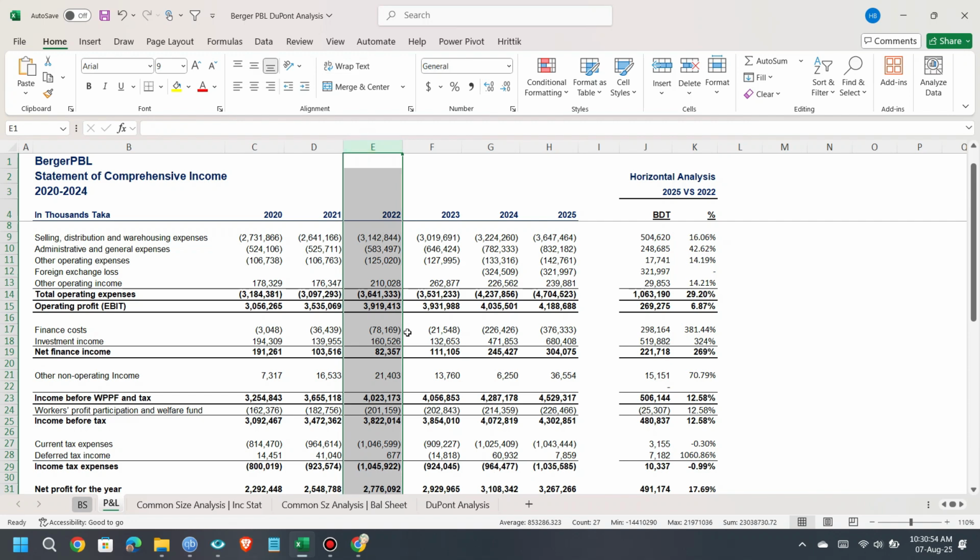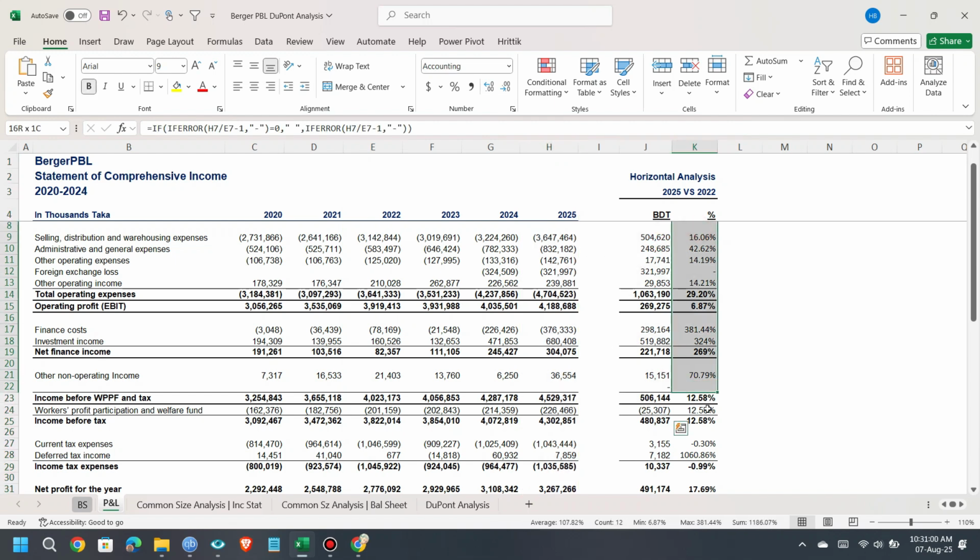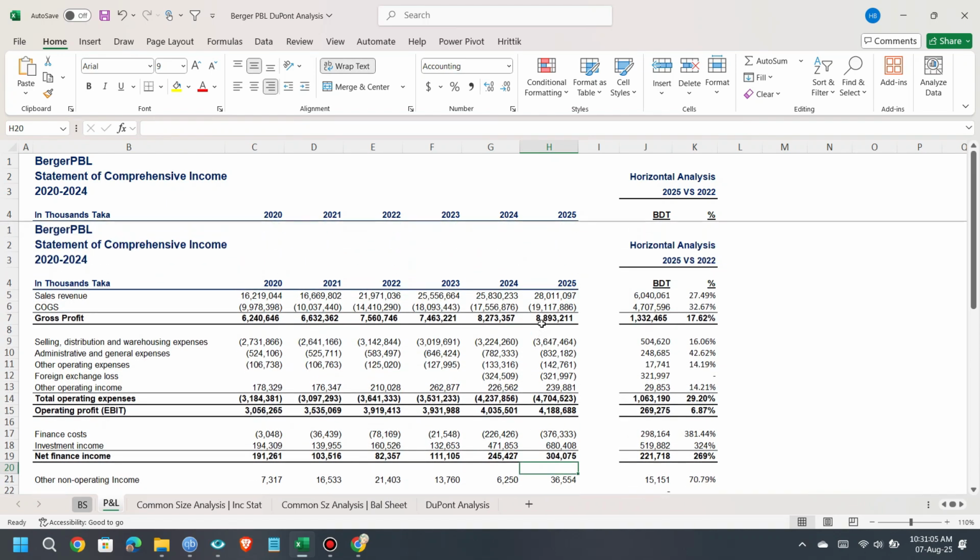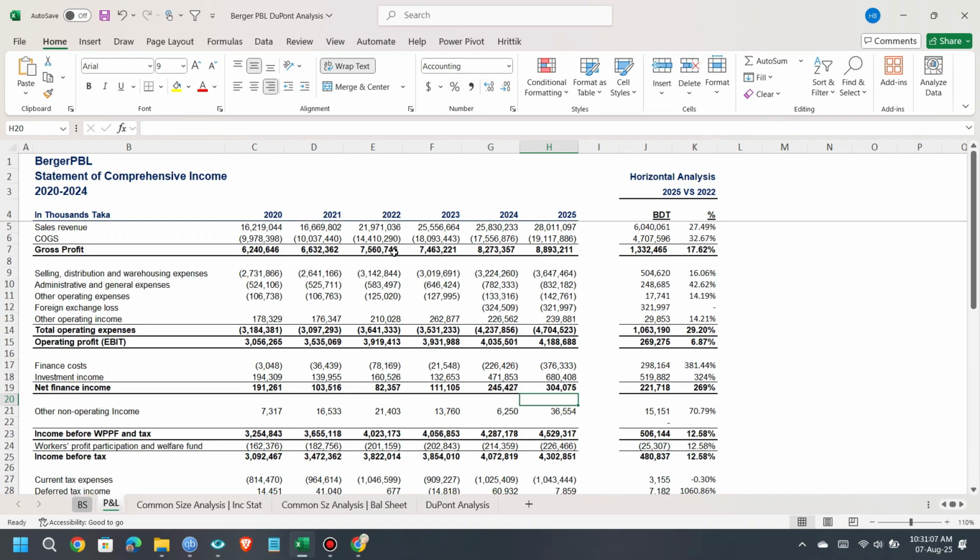Okay, so from the base year 2022, I subtract the base year figure from the current year 2025 to find the change in amount and the percentage changes. For example, if I want to see from 2025 to 2022 how much sales revenue increased, this was the amount. Look here, I subtracted the 2025 amount and 2022 and I calculated the percentage changes.